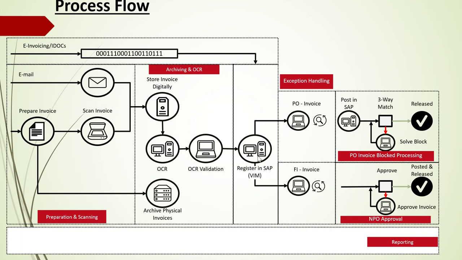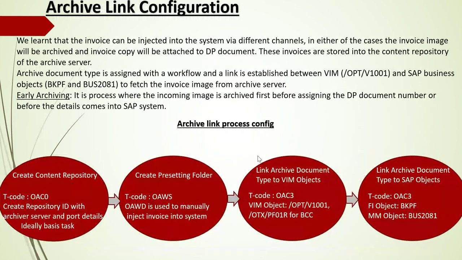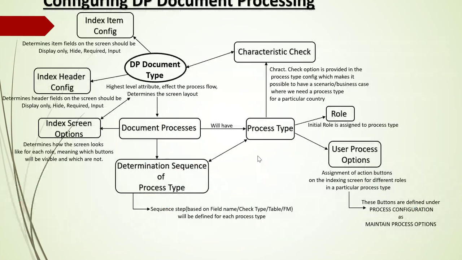Coming to archive link configuration. This is the first step of the configuration part. Then early archiving, the archive link process configuration. These are the steps involved: creating the content repository, creating the presetting folder, linking the archive document type to Vim objects, and linking the archive document type to SAP objects. This is the overall configuration for how it works for DP document processing.